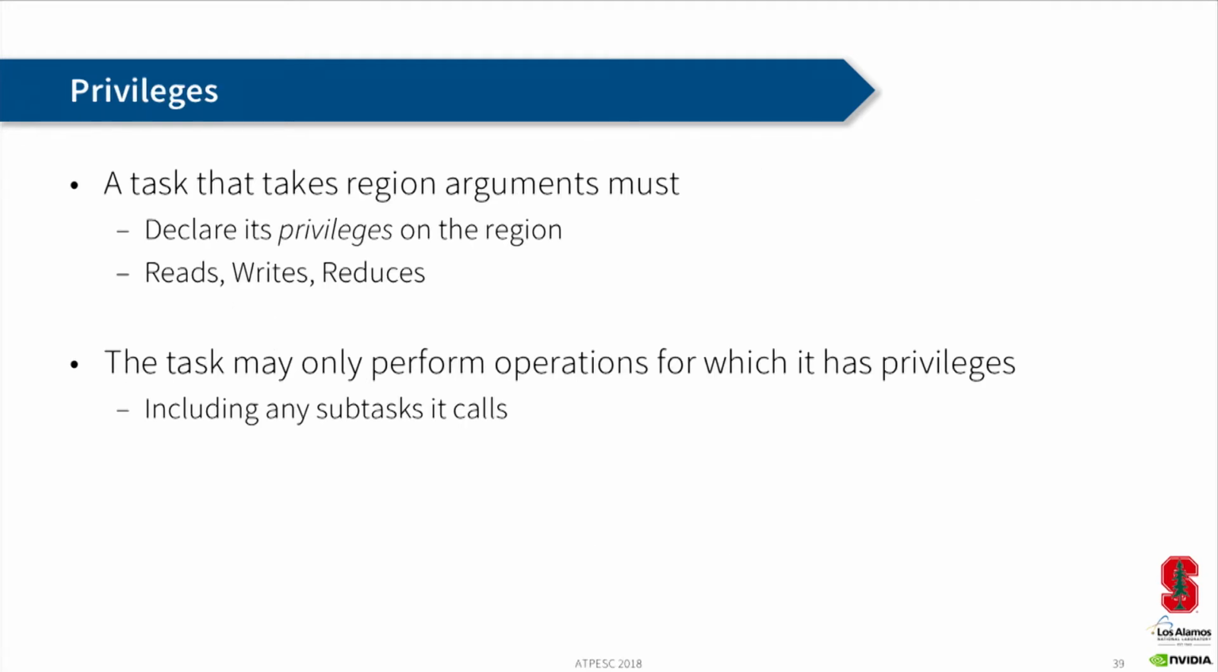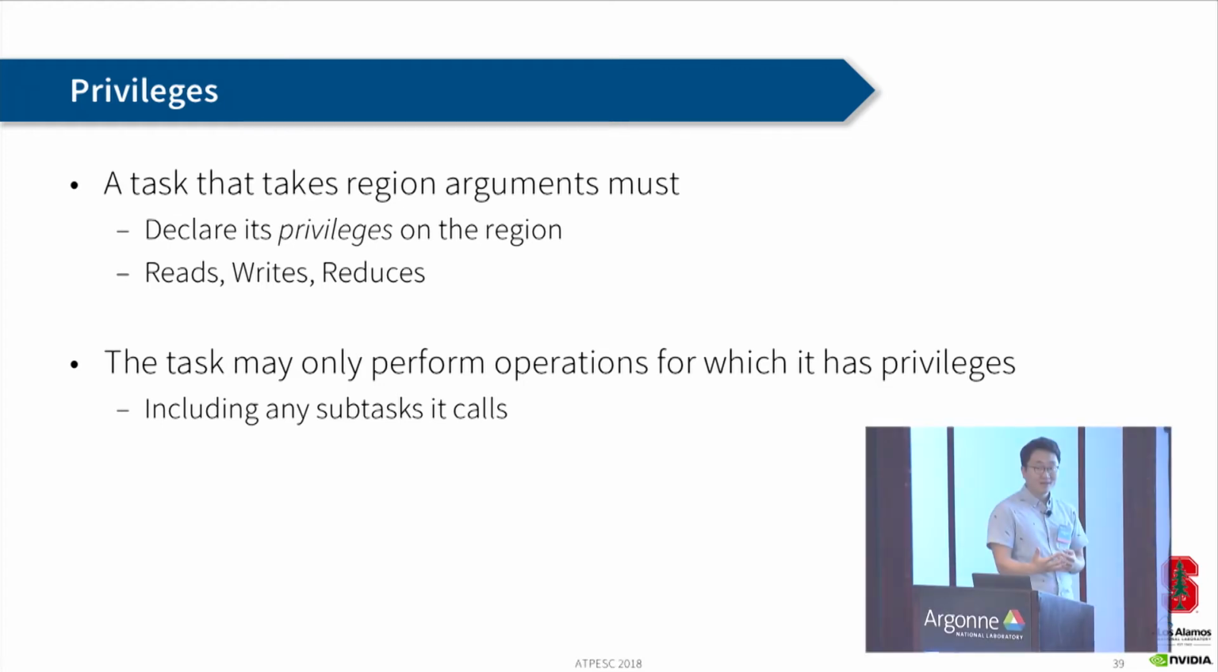Here, we make a big difference between normal functions and tasks. So far, tasks almost look like functions. But now, if a task takes some region argument, then the task must declare how it's going to use that region. We call these privileges.